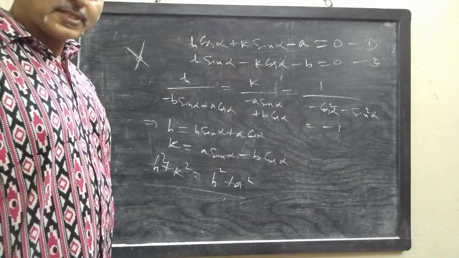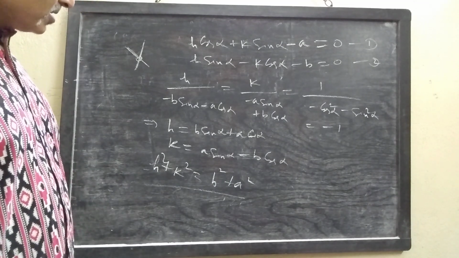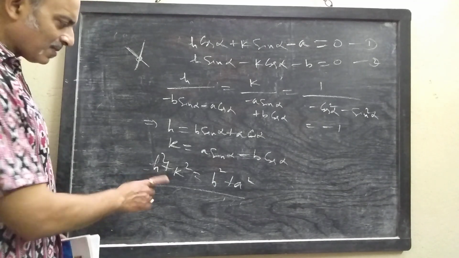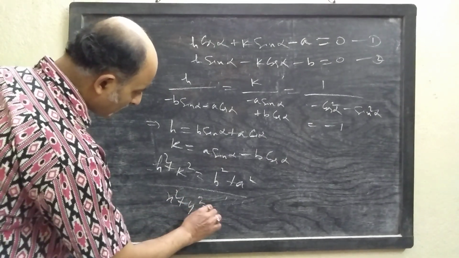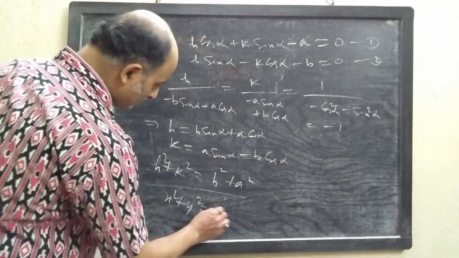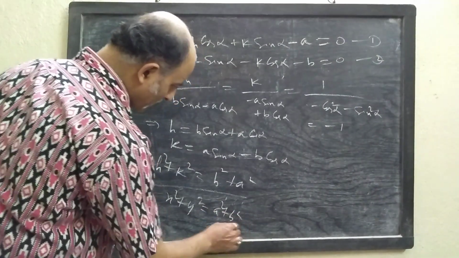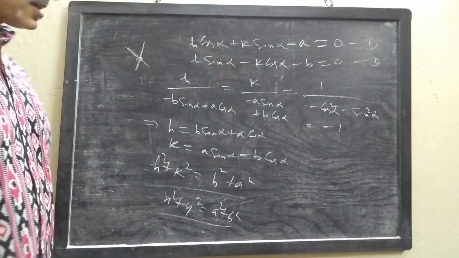h and k are abscissa and ordinate of any point lying on the locus. So now we can write the equation to the locus by substituting h by x and k by y. So your answer will be: equation to the locus of the point of intersection of the given lines is x square plus y square equals to a square plus b square. Afterward you will see that this is the equation of a circle.